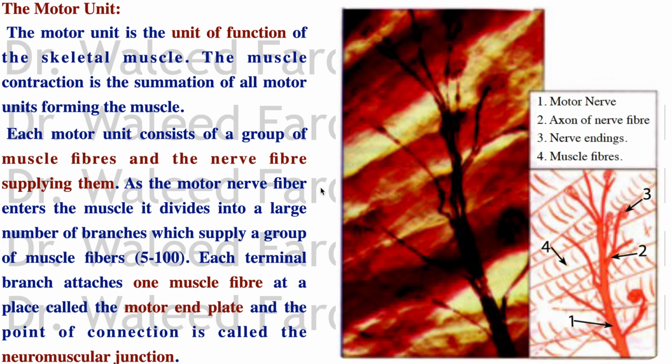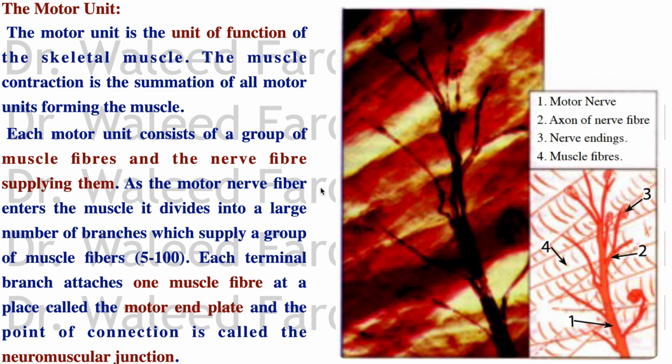The motor unit. Now the structural unit of the muscle is the muscle fiber and the sarcomere, but the functional unit of the muscular system is the motor unit. The motor unit معناها nerve والmuscle fibers اللي supplied by this nerve. So the functional unit of the muscle is called the motor unit. ومحصلة summation of all these motor units produce the muscle contraction.